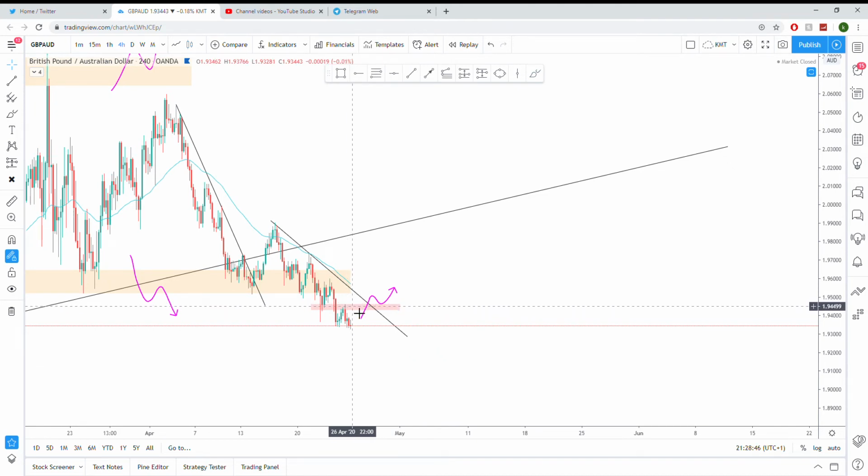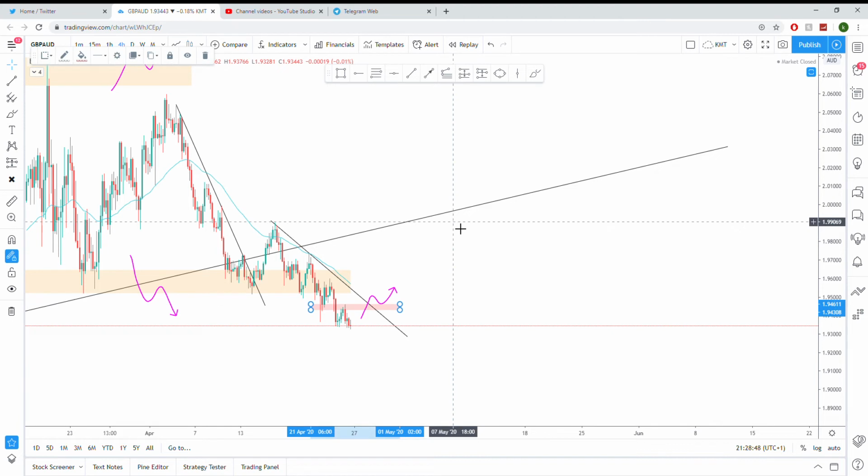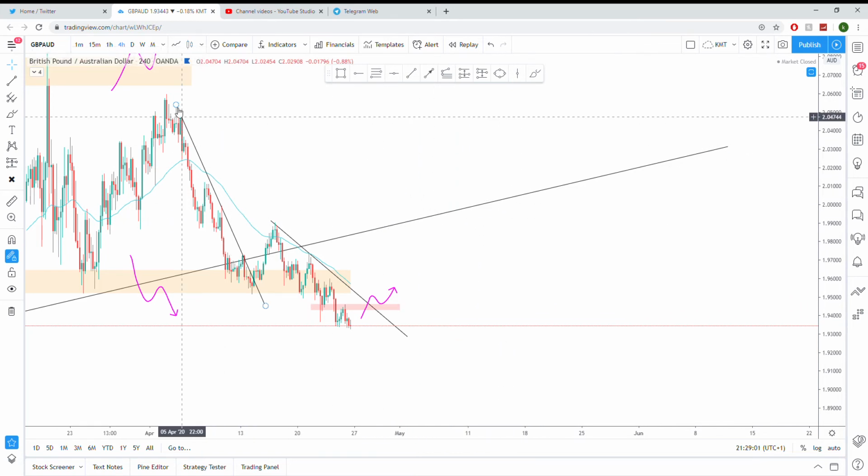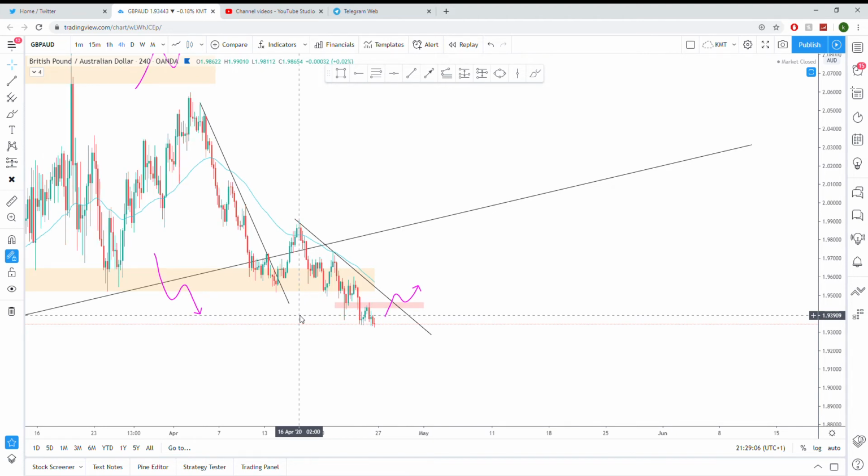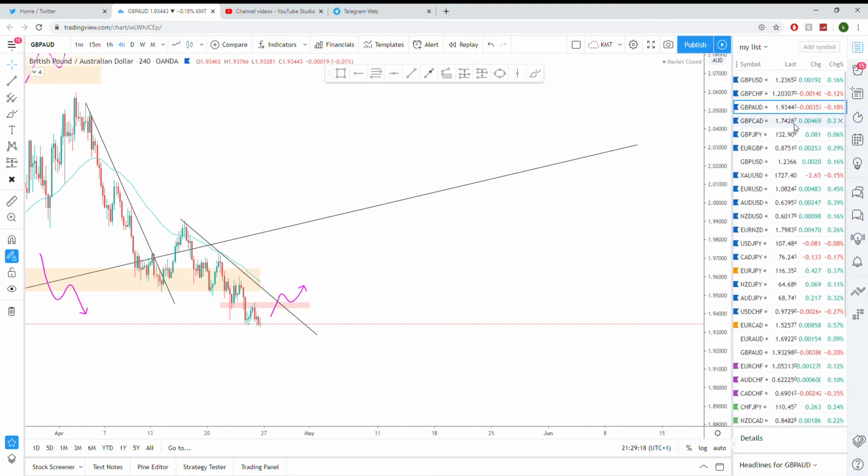If we close above this zone at 1.94611, wait for that pullback, stay patient, and again we could start to see some momentum into the upside and present some nice buying opportunities. Again, because we've been pulling all the way down, there is a requirement for the market to again reach its fair price and find the buying value of the pound against the Aussie dollar. So again, stay patient and keep your eye out for that zone.